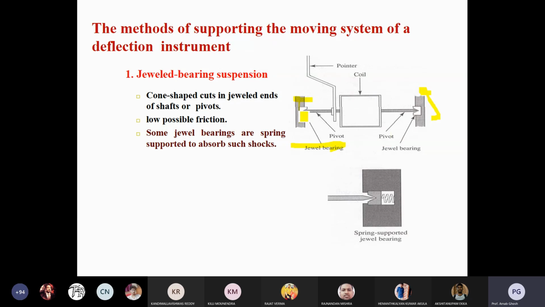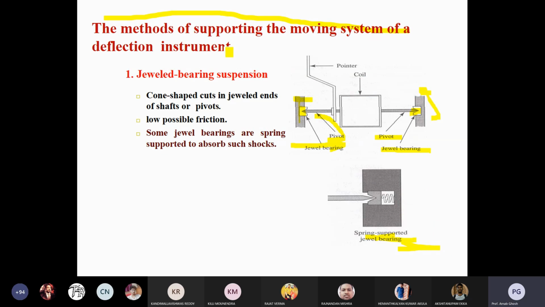Another one is the dual bearing. Both cases are known as pivot, and the coil you need to give. Here the detailed direction of the pivot jewel bearing is given. Here the spring support is there. Two methods we normally use for the method of supporting the moving system of the deflection instrument.